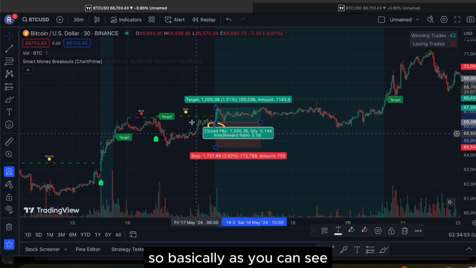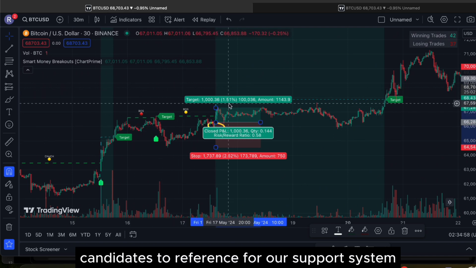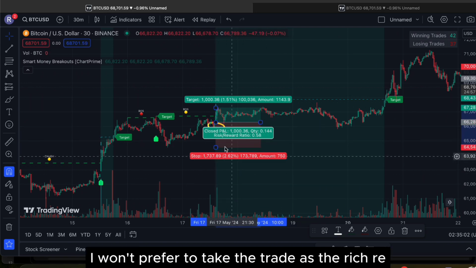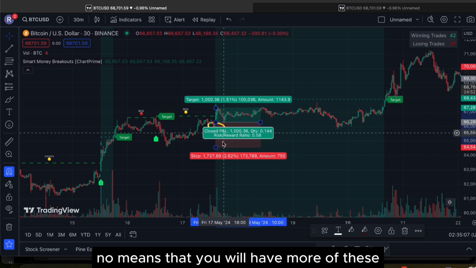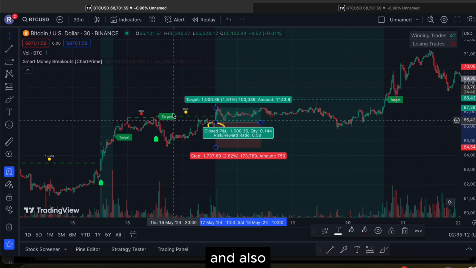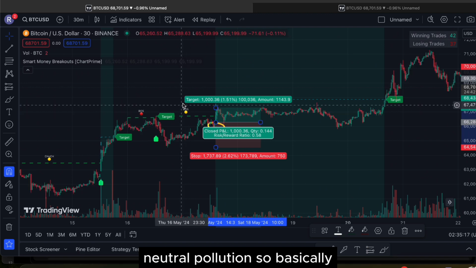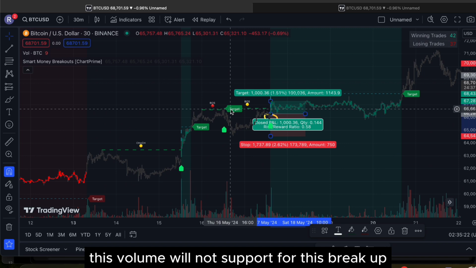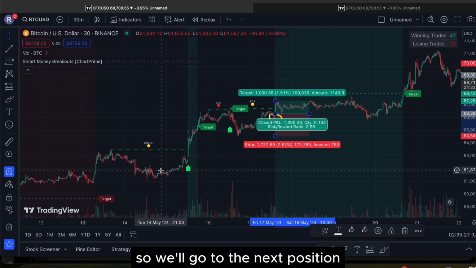As you can see, we have no previous candlestick to reference for our support resistance, so this trade I won't prefer to take, as the risk reward ratio is quite low, meaning that you will have more risk compared to your reward. So for this position, I won't take the trade. Also, the yellow indicator for volume shows a neutral position. So this volume will not support this breakout for this bullish position. So we'll go through the next position.